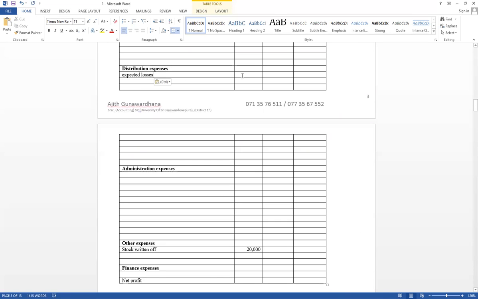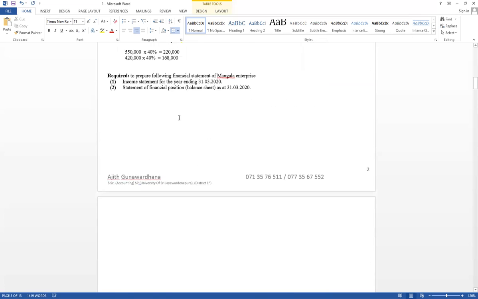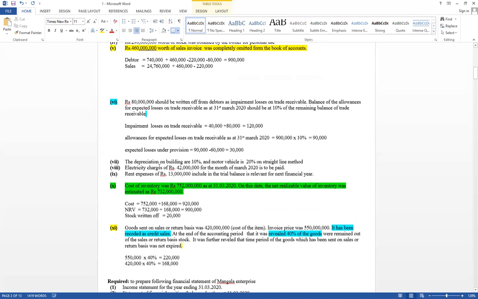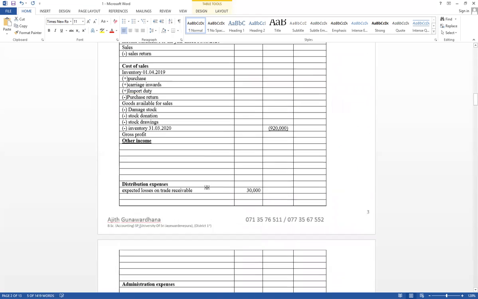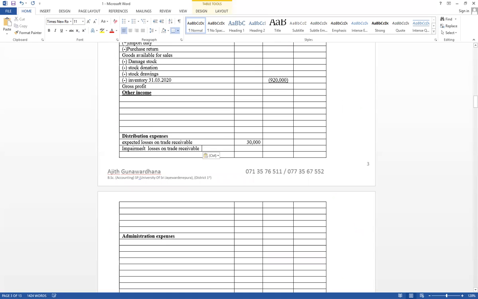Think about under provisions and over provisions should be recorded on trade receivable. As expected losses on trade receivable, first column should be included only 30,000. As well as impairment loss on trade receivable, also expense. This is the impairment loss. Total value on trade receivable 120,000. Also distribution expense, first column 120.